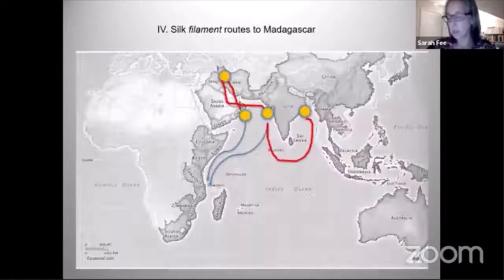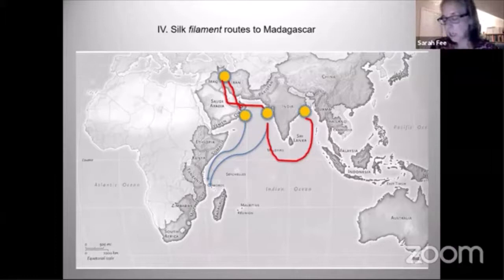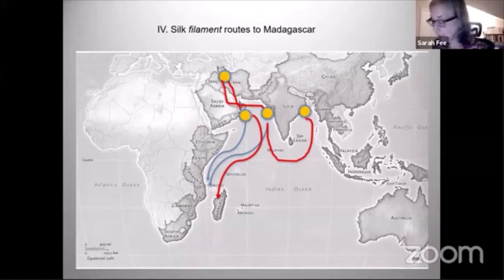So voracious were the Malagasy weavers for silk filament that from at least the early 1800s, Omani merchants began carrying silk filament directly to the island. They sailed up the rivers of Madagascar to the royal capital in the central highlands to sell both undyed silk and a pre-dyed red silk that was especially desired.